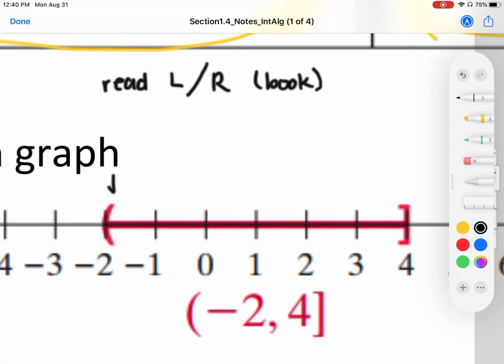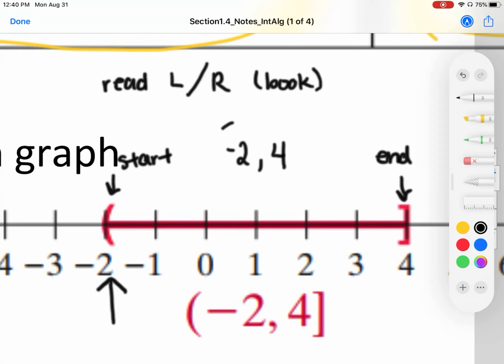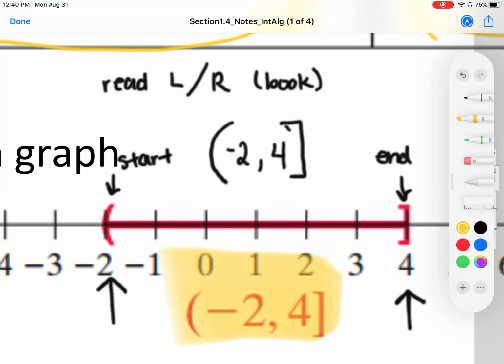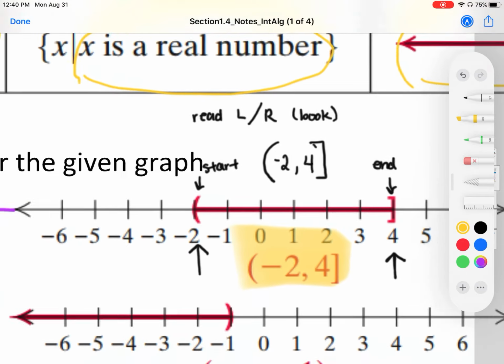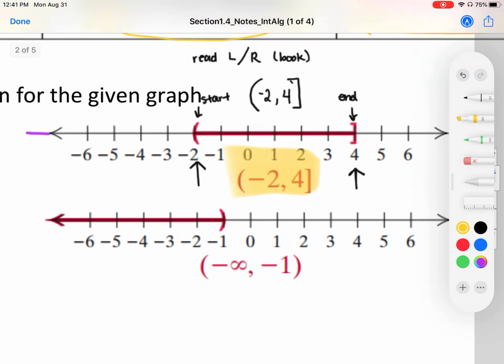We see that we start with -2 and we end with +4. So that will mark on our answer. We start with -2 and we go all the way to 4. You see how this -2 has a parenthesis that translates into our answer? And you see how this 4 has a bracket that translates into our answer too, just like we see here. Let's take a look at the next one.